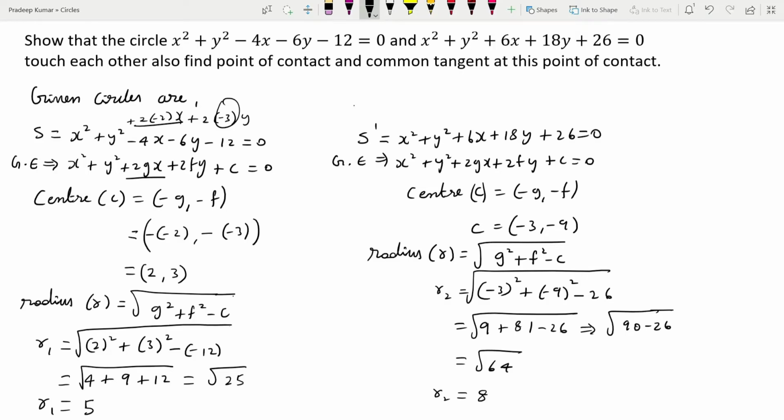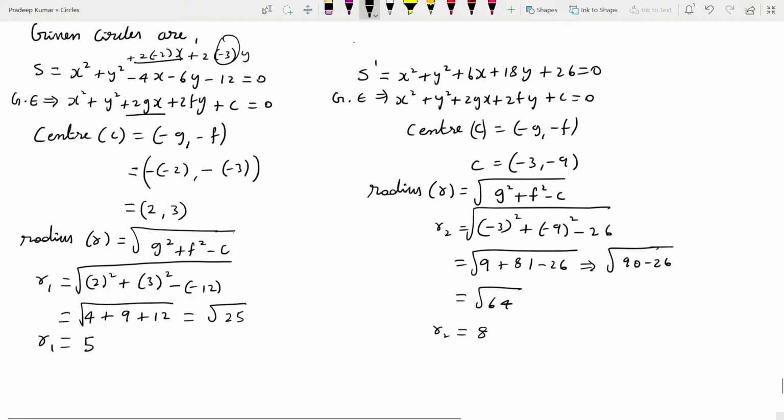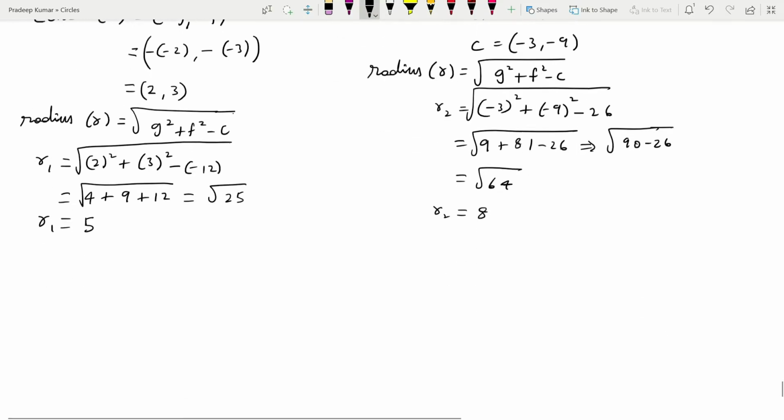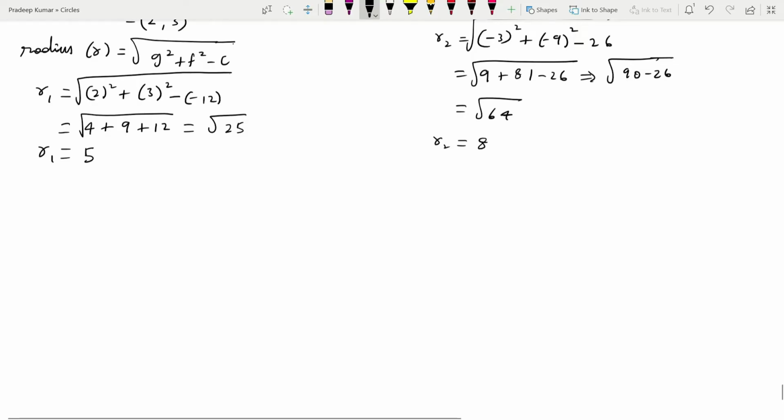So let's go forward. Now what I'll do is find out the distance between the two centers of the circles. Suppose this is the first circle and this is the second circle, from this center to this center, what is the distance? This I'm finding out. So the distance between 2 points, we'll take the 2 points, which are the centers of the circles, and find out the distance.